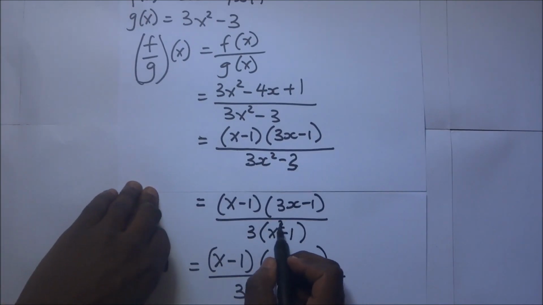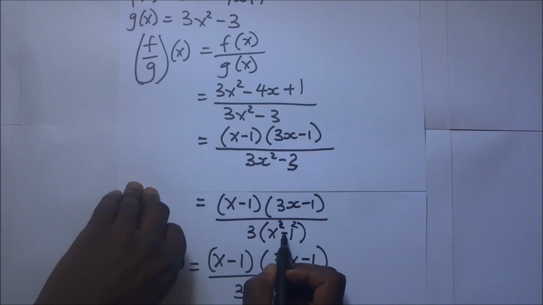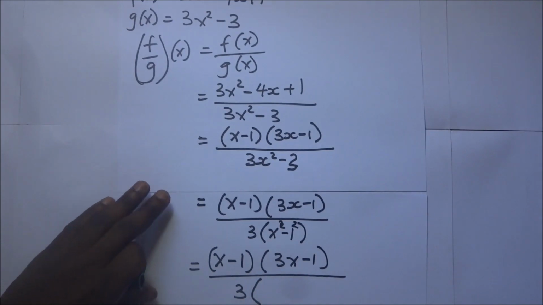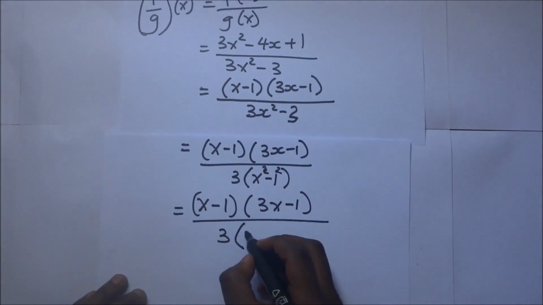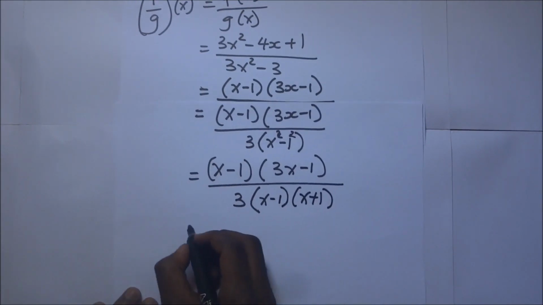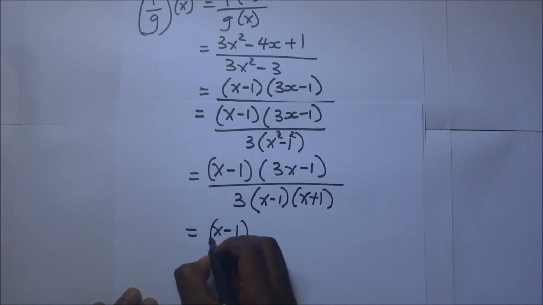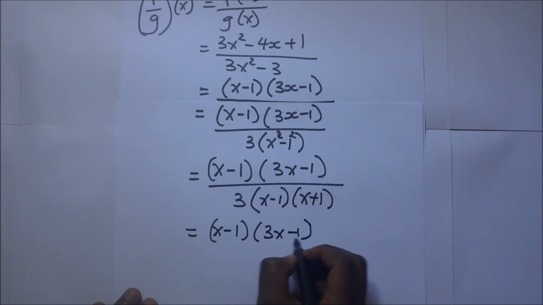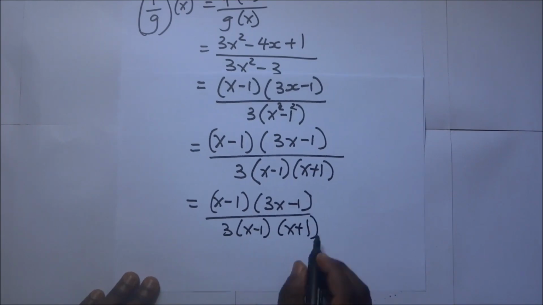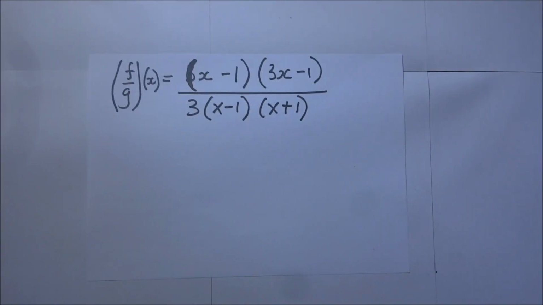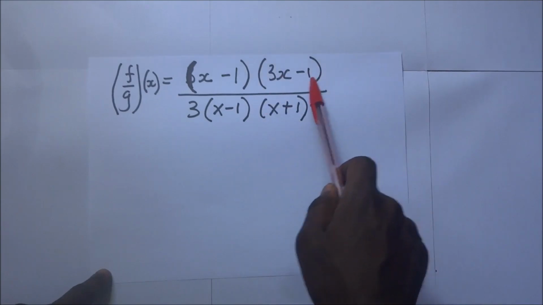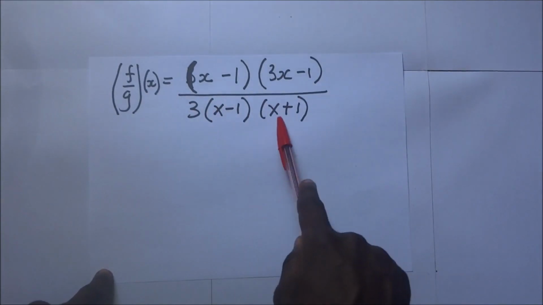X squared minus 1 is the same as x squared minus 1 squared, which gives us a difference of 2 squares. And how do we express difference of 2 squares? The identity in this case is going to become 3 into x minus 1 into x plus 1. And definitely this is going to become x minus 1 into 3x minus 1, divide that by 3 into x minus 1 into x plus 1. So our quotient function turns out to be like that. It turns out to be x minus 1 in brackets into 3x minus 1, all that in brackets, divide that by 3 into x minus 1 into x plus 1.